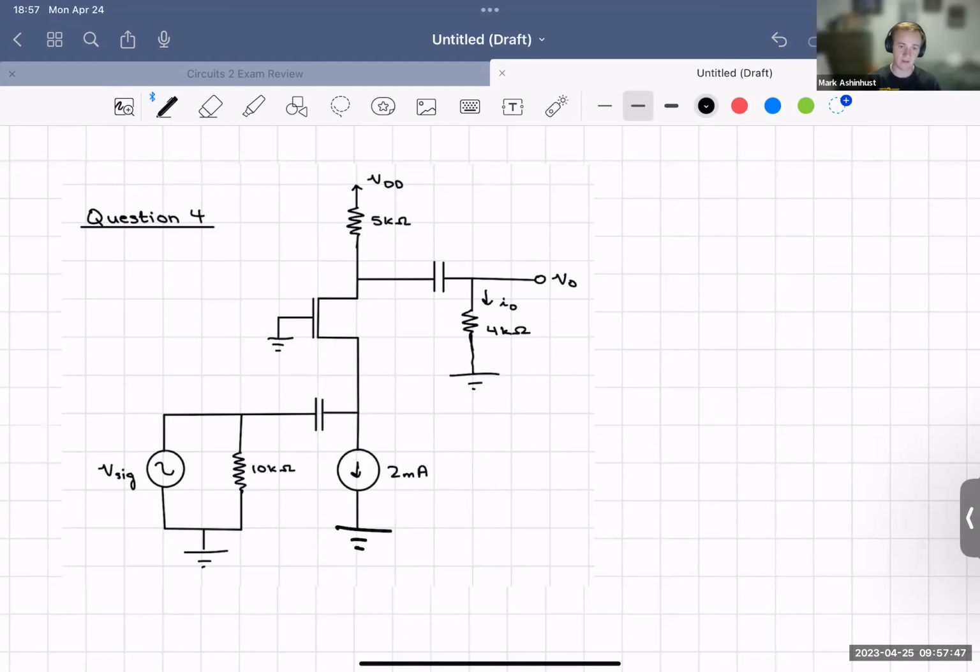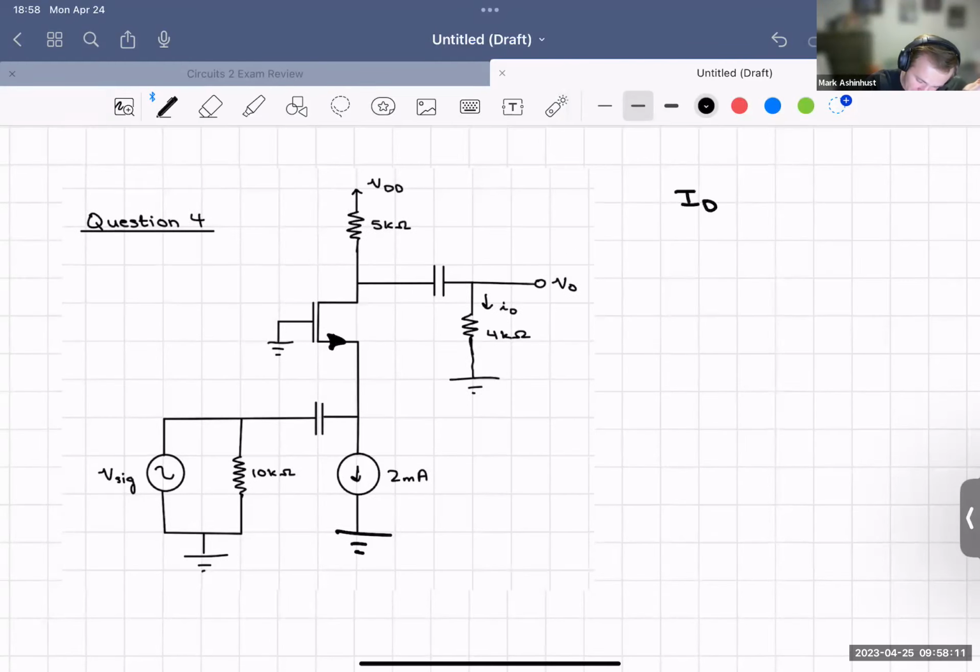So we have a common gate configuration that we see there with that 2 milliamps on the source, and then we have our drain. Draw that. My bad, I missed that part. So we'll also get our ID. We know what our ID is, which is 2 milliamps. Our gate is tied to ground, which, because we know our ID, we can easily find our gm.